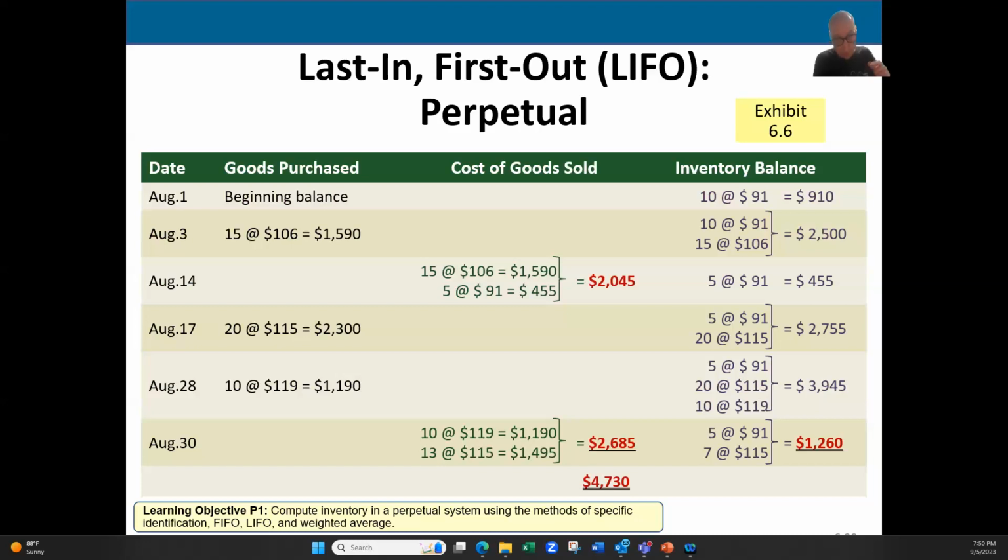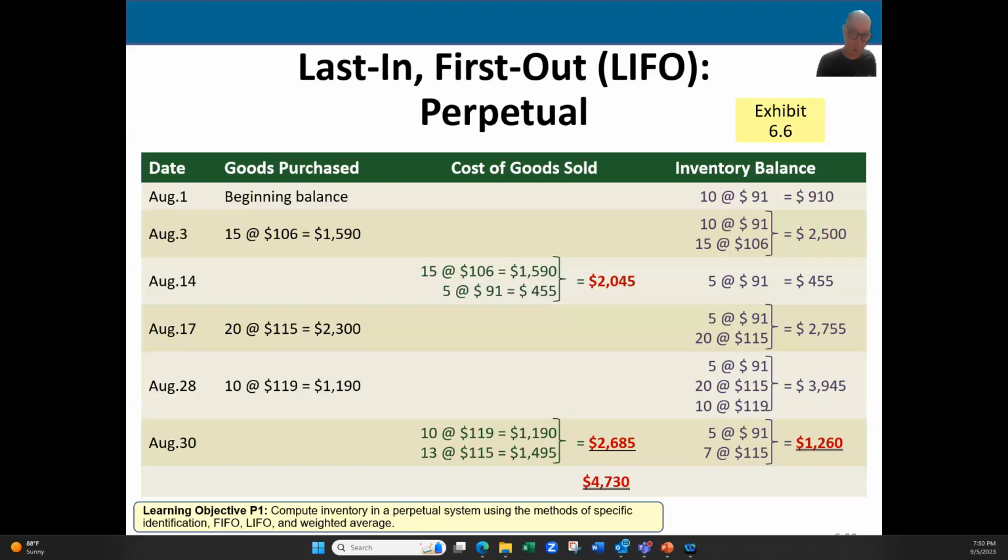The remaining 13 bicycles comes from the earlier purchases. So the 13 bikes from there would come from the purchase I made on August 17th. I purchased 20 bikes at 115. August 30th, I sold 13 of that batch of bikes. So 13 at 115. 1,495 would be the other part of cost of goods sold. Add those two together to get 2,685 cost of goods sold for August 30th.